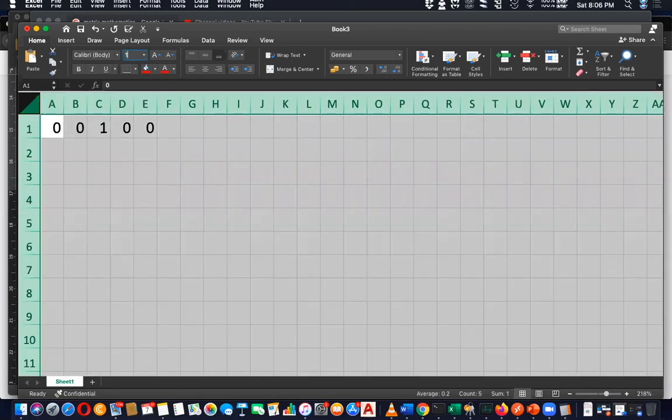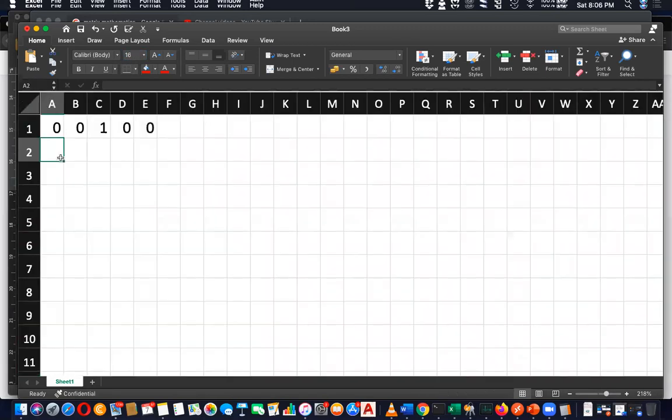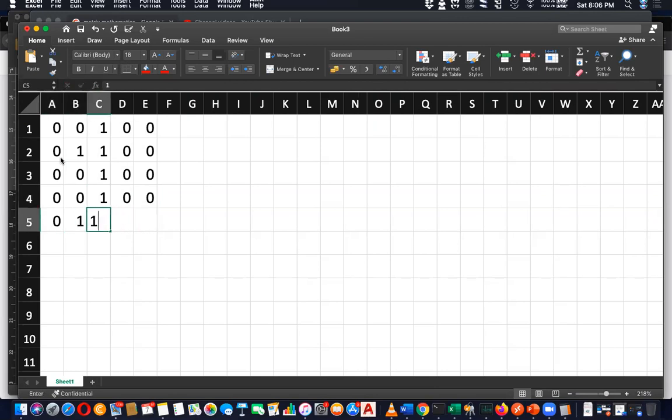Font size, I'm going to make this 16. Then 0, 1, 1, 0, 0. Then 0, 0, 1, 0, 0. Then 0, 0, 1, 0, 0. Then 0, 1, 1, 1, 0. Please draw this matrix. This is a 5 by 5 matrix. 1, 2, 3, 4, 5. 5 by 5 matrix.